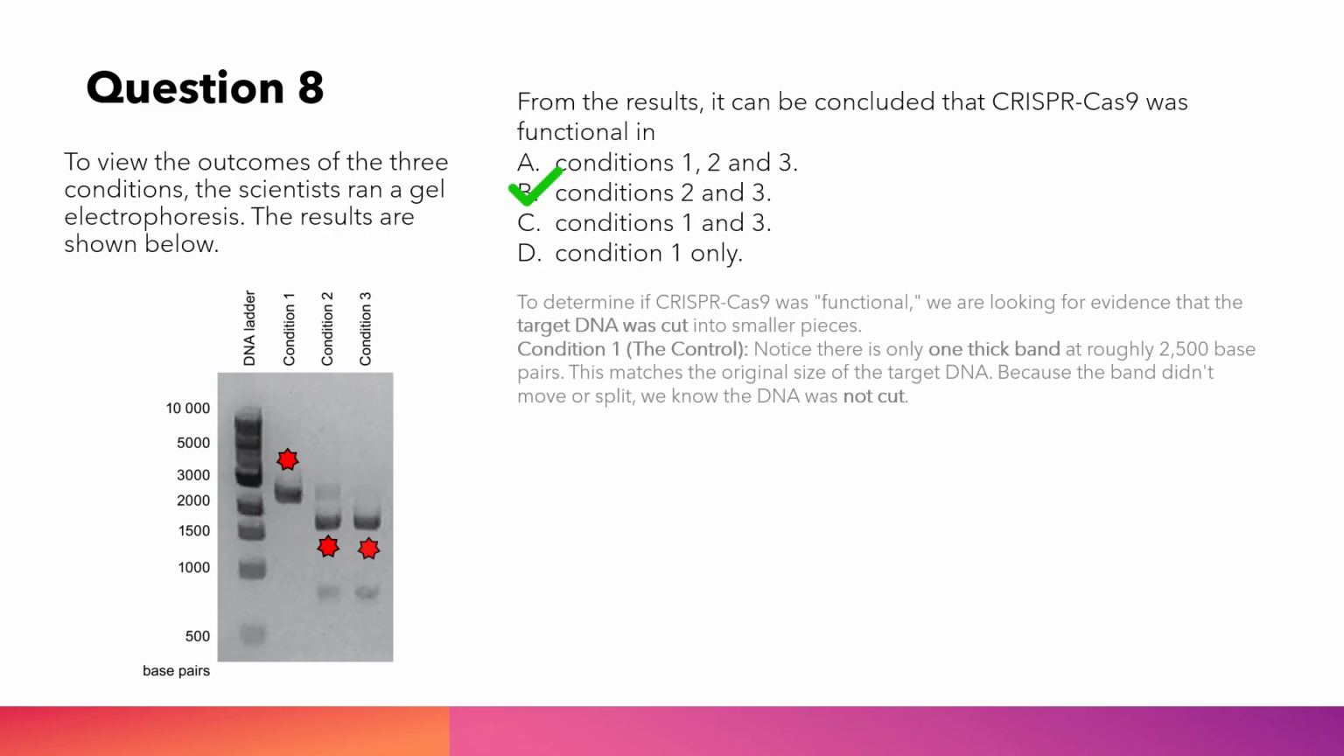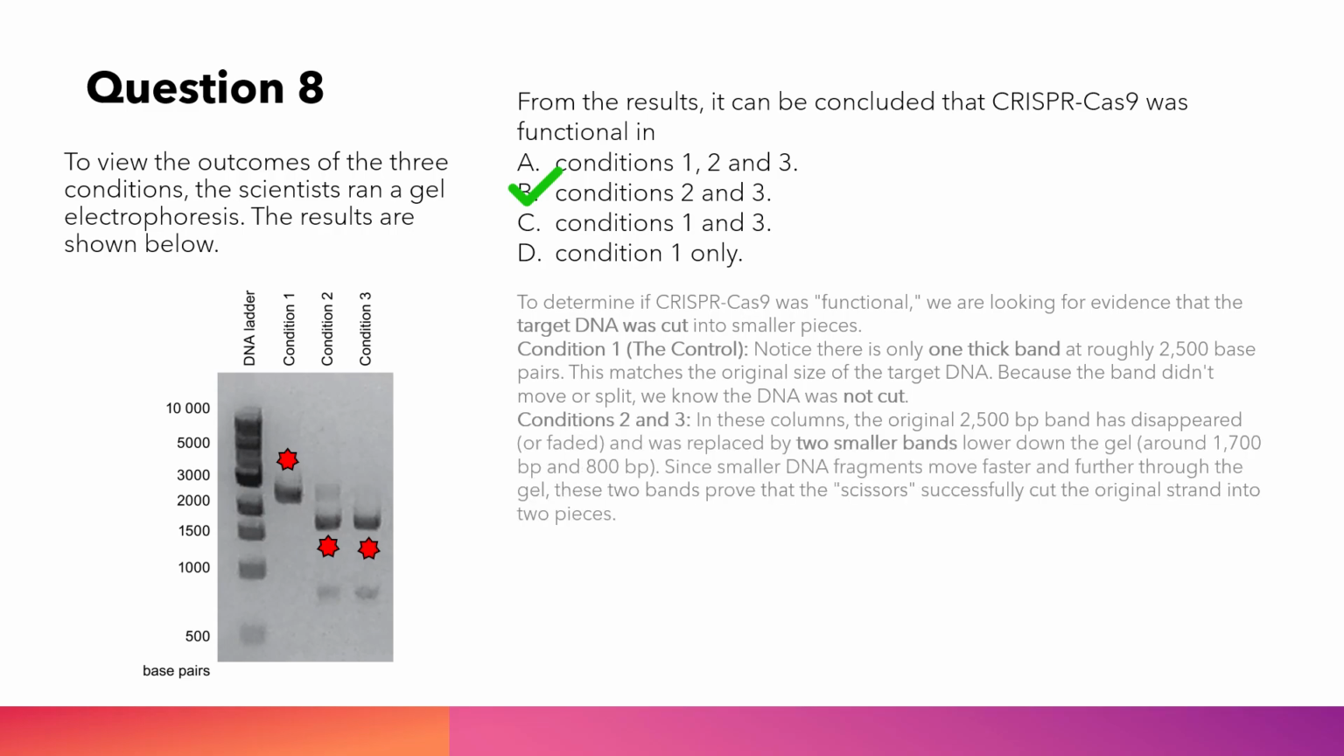Conditions 2 and 3: in these columns, the original 2,500 BP band has disappeared, or faded, and was replaced by two smaller bands lower down the gel, around 1,700 BP and 800 BP. Since smaller DNA fragments move faster and further through the gel, these two bands prove that the scissors successfully cut the original strand into two pieces.